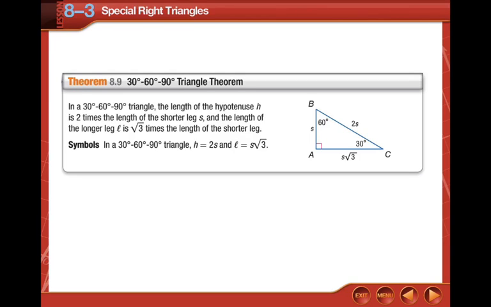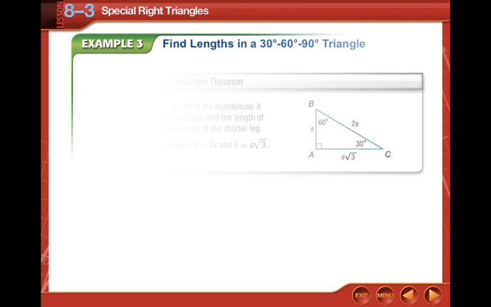So the way you could keep that in mind is that you have a 30, 60, 90 triangle. 30, 60, 90 are all divisible by 3. So the square root for this one is going to be 3. Okay? The hypotenuse is always double the length of the shortest side on a 30, 60, 90 triangle. So let's take a look at some examples with this.